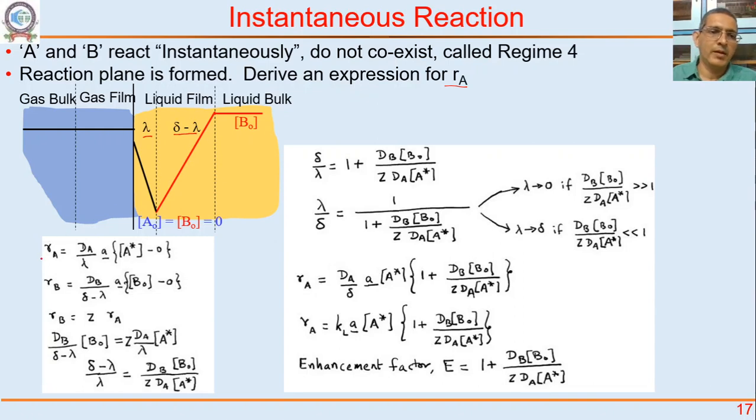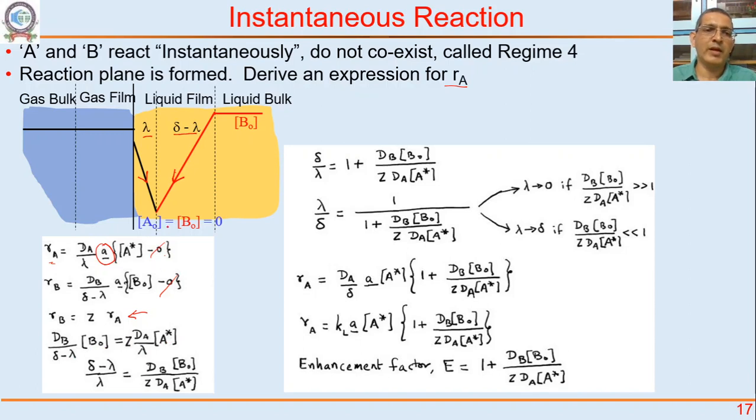Okay, here is the answer. RA would be dA by delta into A bar A star minus 0. RA is per unit volume, that's why I'm multiplying by A bar. A star minus 0 is the mass transfer of A. In the same way, the mass transfer of B, RB, is dB by delta minus lambda into A bar B naught minus 0. Then these zeros can just be neglected. And what is our RB? RB is Z times RA. So dB by delta minus lambda B naught is equal to Z dA by lambda A star.